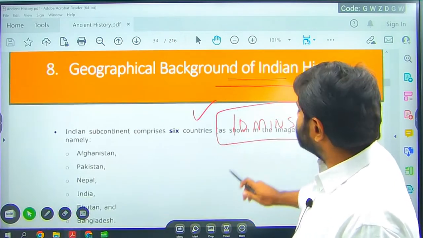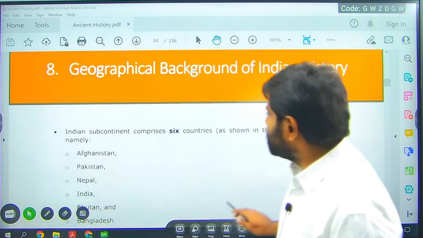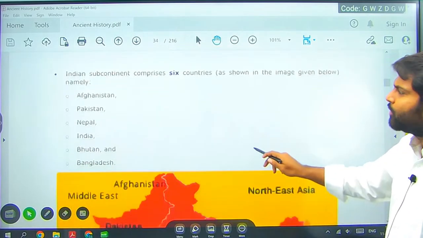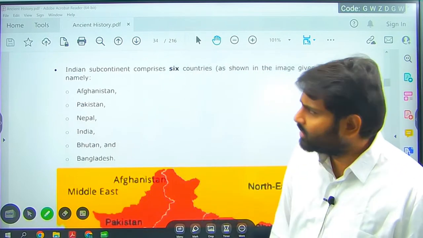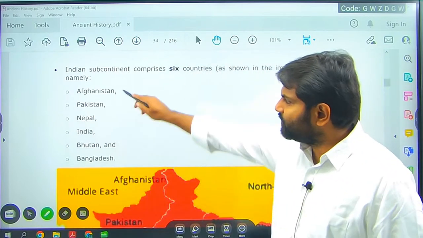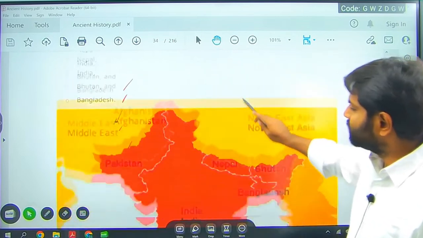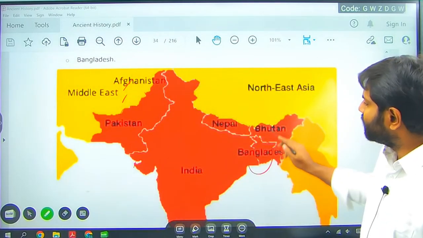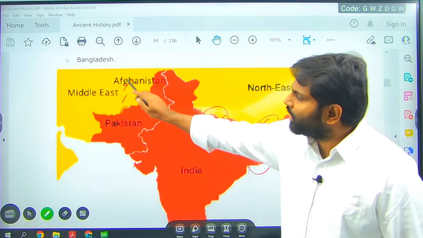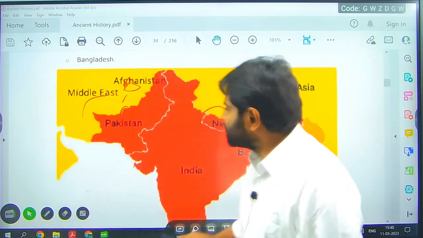We'll read about the geographical background of Indian history. The Indian subcontinent right now has six countries: Afghanistan, Pakistan, Nepal, India, Bhutan, Bangladesh. You can see in the picture clearly, right? You can see Sri Lanka down at the bottom, Bangladesh, Bhutan, Nepal, Pakistan, Afghanistan, Middle East, right? These are the countries we have in the subcontinent.